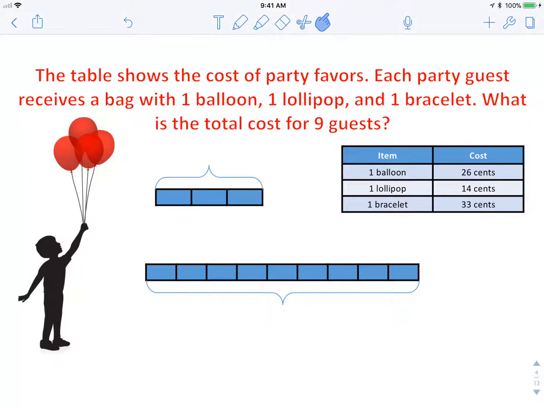The table shows the cost of party favors. Each party guest receives 1 bag with 1 balloon, 1 lollipop, and 1 bracelet. What is the total cost for 9 guests? Now, I have already set up the tape diagrams for you. Your job is to figure out how you're going to use them. So, pause it and think about how you're going to use it.